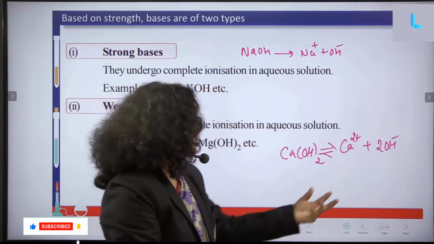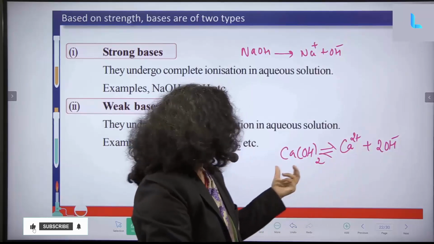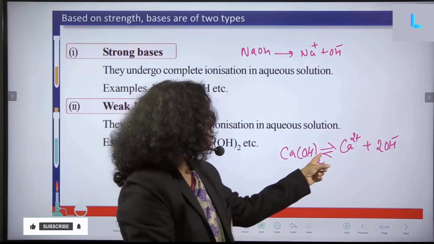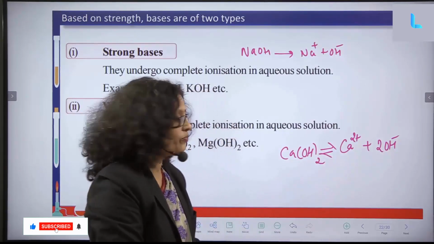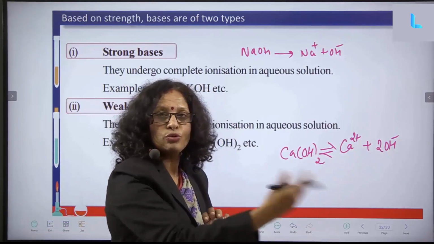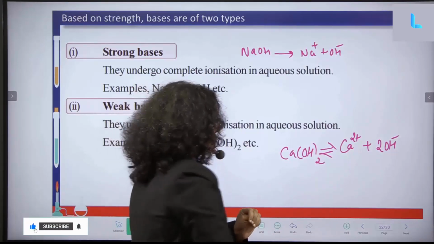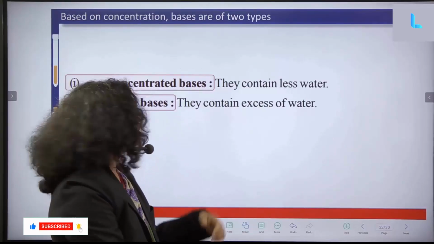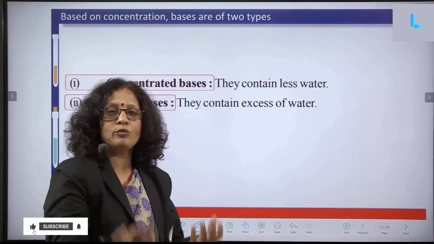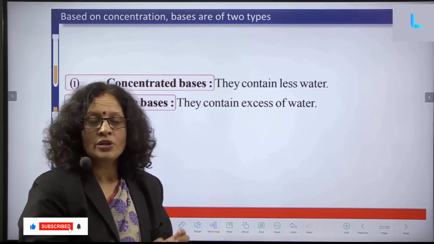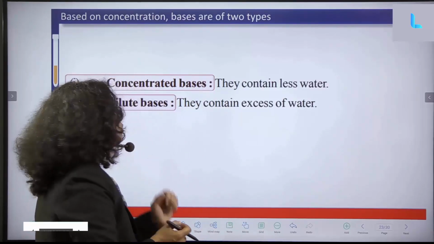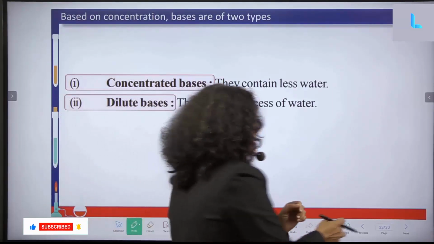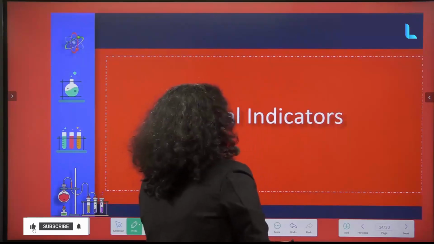Dissociation is not completed means part of the ions are obtained and part of the undissociated molecule is also present in the solution. That is why the reversible arrow is present. Both stages are there. The reaction goes in the forward direction as well as the backward direction. Concentrated bases contain less water. When we add more water it will be called a dilute solution. Dilute acids or dilute bases contain excess water. A lot of water is added, you are making a dilute solution.